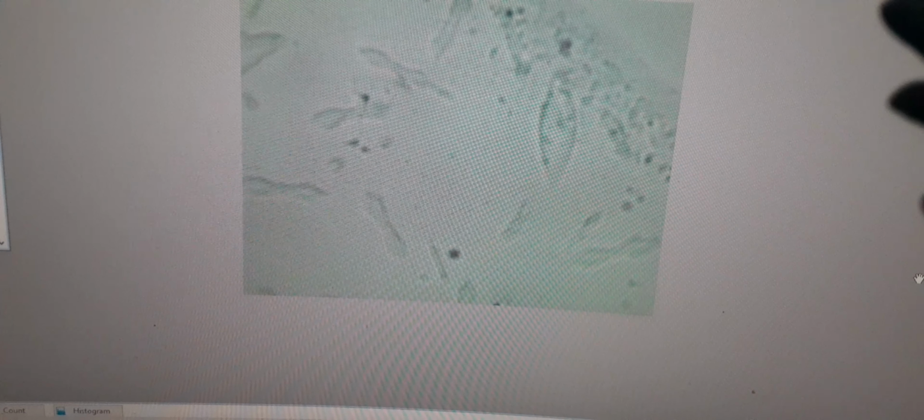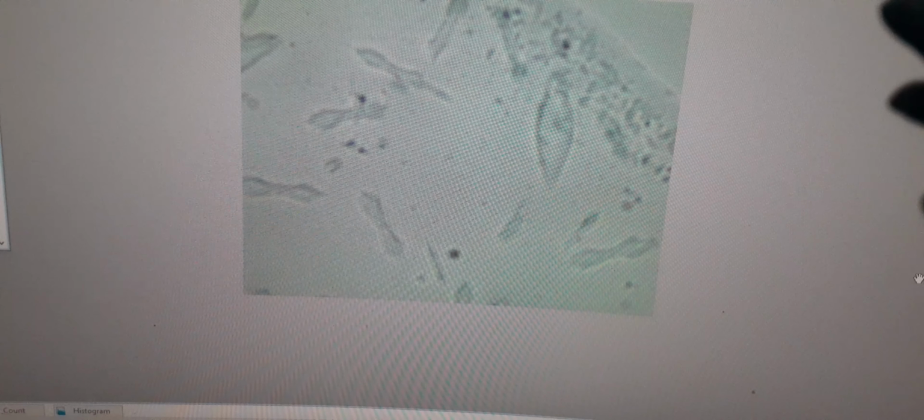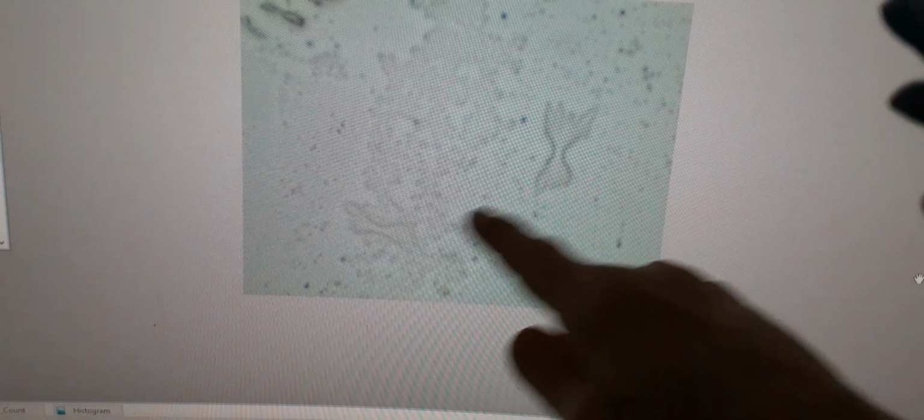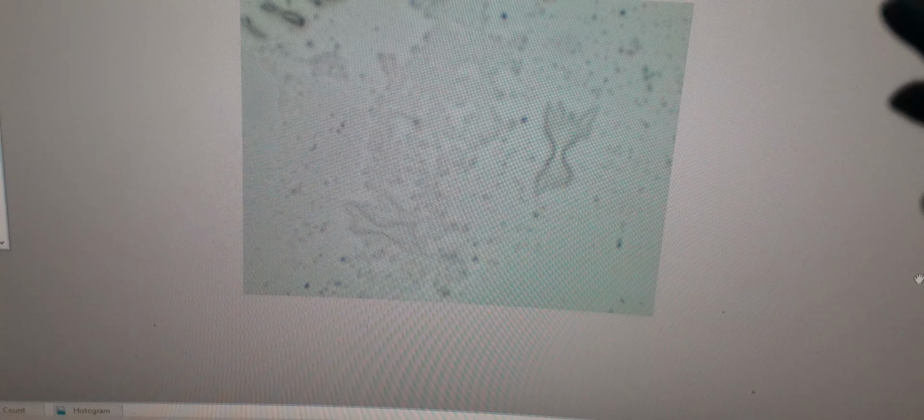This is 1400 times on those little parts. It's hard to get it in super clear. Okay. All right, back on 350 times, and those showed up again. And there they are again.